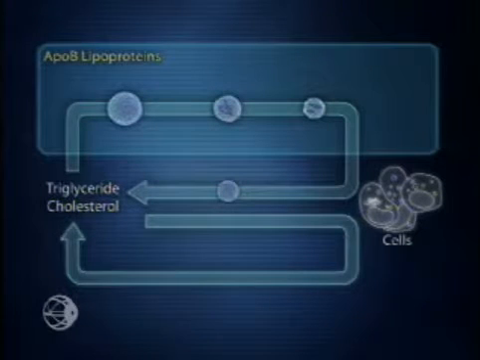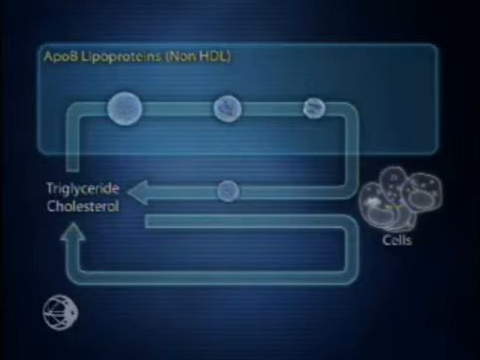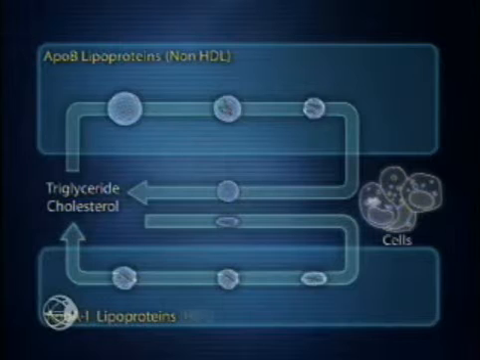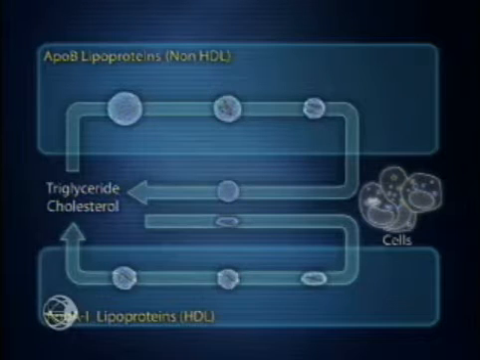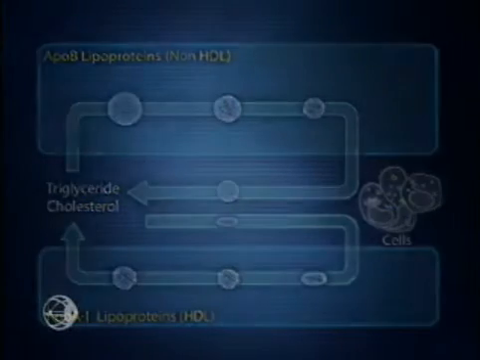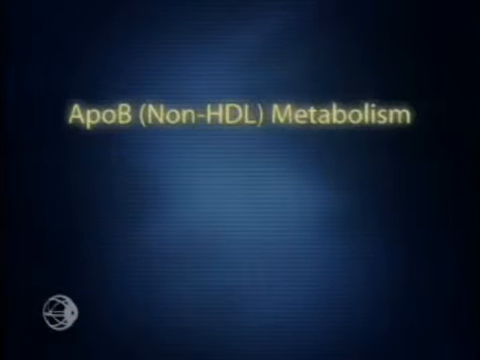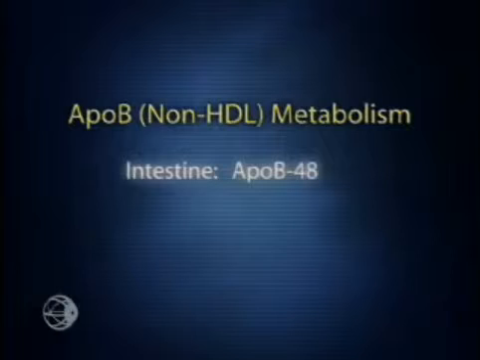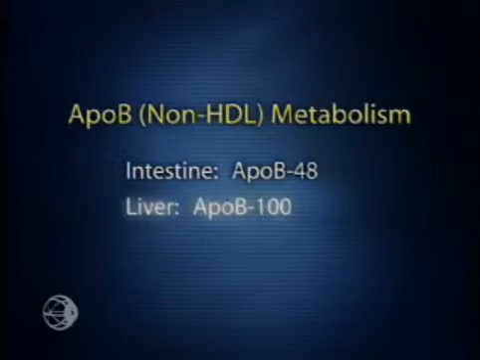ApoB-containing lipoproteins, also called non-HDL, comprise the lipid delivery pathway, while ApoA1-containing lipoproteins, or HDL, participate in reverse cholesterol transport. ApoB-containing lipoproteins originate from two sources, an intestinal ApoB48 lineage and a hepatic ApoB100 lineage.